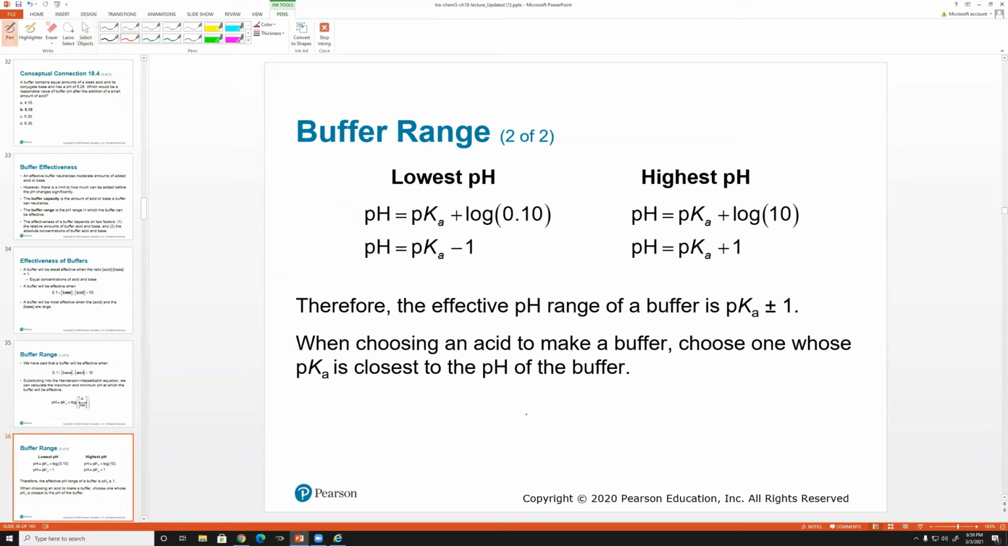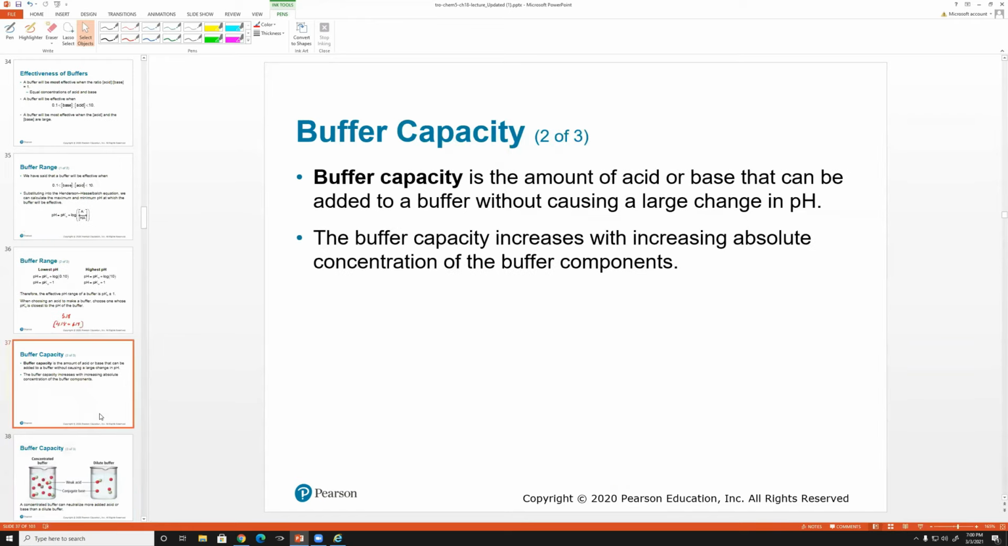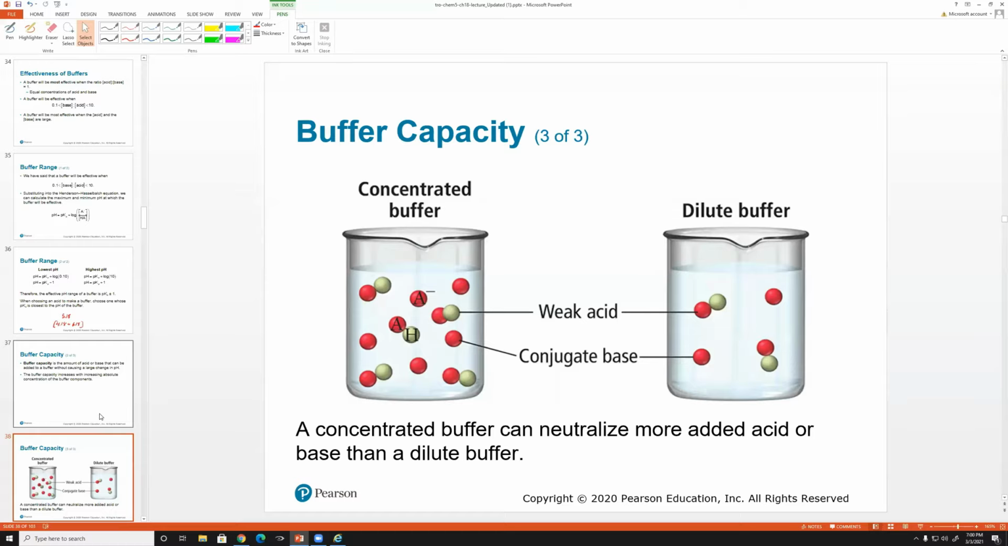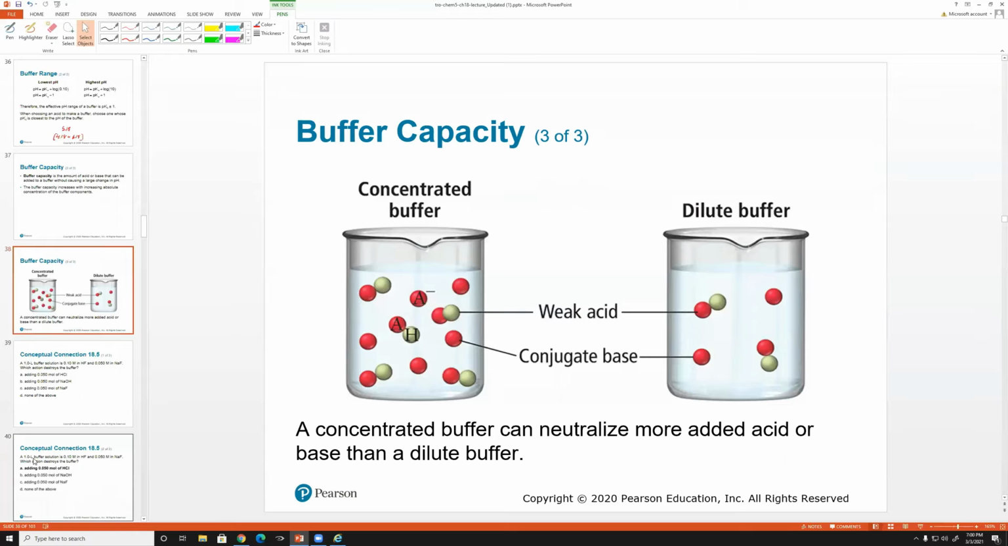So for acetic acid, we had a pKa of, let's say it was 5.18. That means the acetic acid acetate buffer system has an effective buffer range from 4.18 to 6.18. That's the effective buffer range, pKa plus or minus 1. Any questions on that? No? All right. So in buffer capacity, we talked about that already. If you have a concentrated buffer, obviously you're going to be able to neutralize more acid or more base than a dilute buffer.